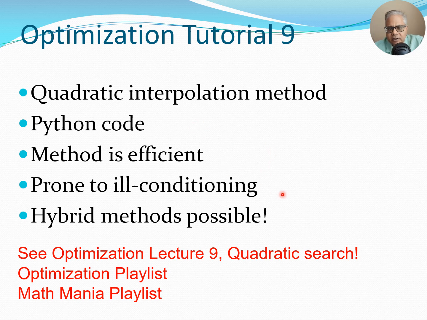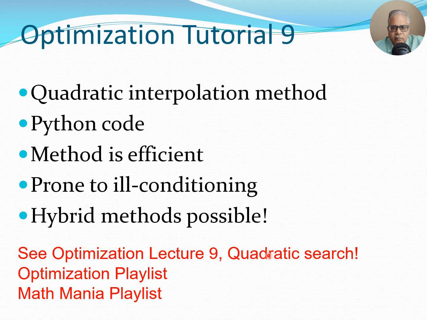It's a very efficient method, but it is also prone to ill conditioning, which we saw. And the ill conditioning can happen because the points may be very similar. There are divisions taking place. The divisions may be by small numbers and so on. So one of the solutions is to use hybrid methods. So you could, for example, sometime use golden section. You could sometime use the quadratic fit, and you could keep changing these methods depending on the scenario concerned.